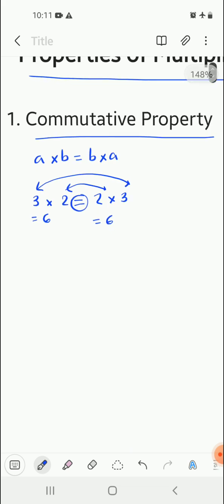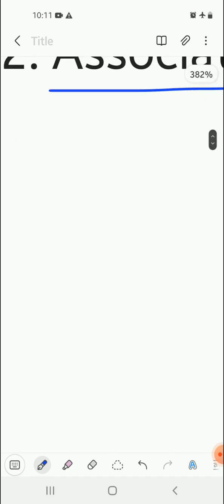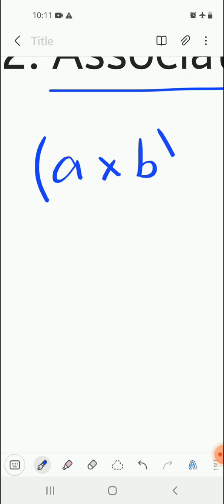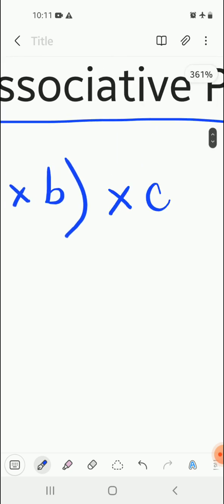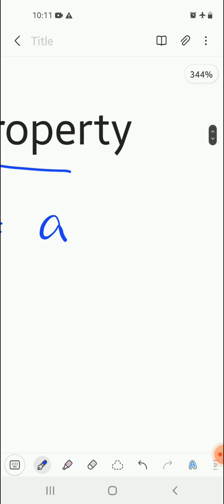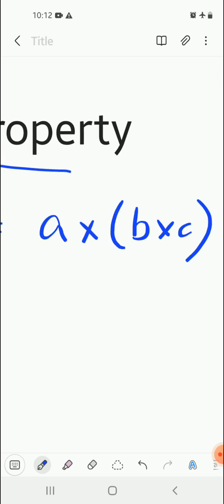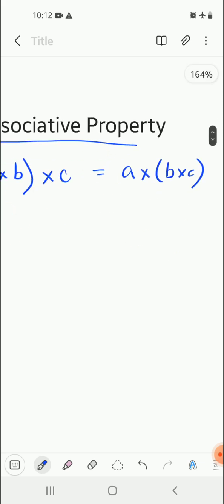Moving on, number 2, the associative property. Associative property says that, for an example, there are three numbers. If we first find the product of the first two numbers and then multiply it with the third number, the answer will be equal to the case if we find the product of the second and the third number and then multiply it with the first number.